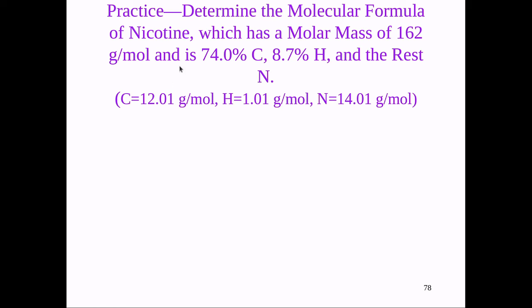So let's try a challenge problem where we bring together everything that we've been talking about over the last couple sections. We're going to be asked to determine the molecular formula of nicotine, which has a molar mass of 162 grams per mole and is 74% carbon, 8.7% hydrogen, and the rest nitrogen. We're given some molar masses to use for each of carbon, hydrogen, and nitrogen. So we need to be recognizing a couple of things here. We're being asked for the molecular formula, we're being given a molar mass, and we're being given the percent composition in this case.